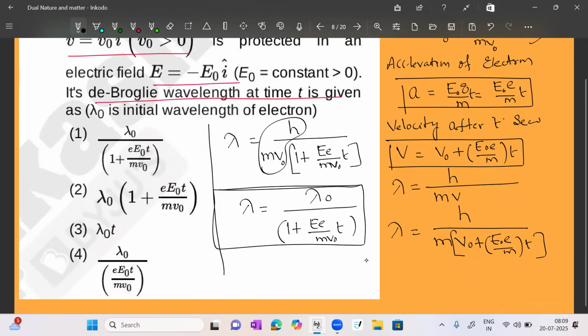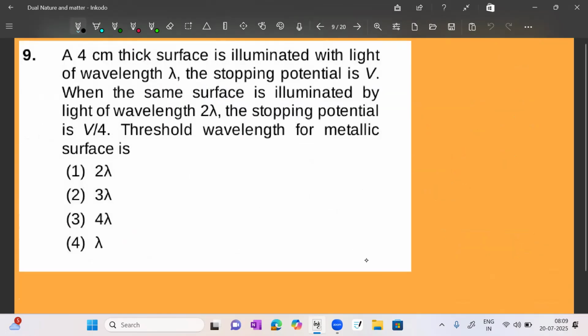So here this is the concept we have to link to the motion in a straight line chapter, and electric charges and fields, motion of a charged particle in a uniform electric field, where we can use the formula for acceleration of the charged particle. Okay. Next, the 9th one.